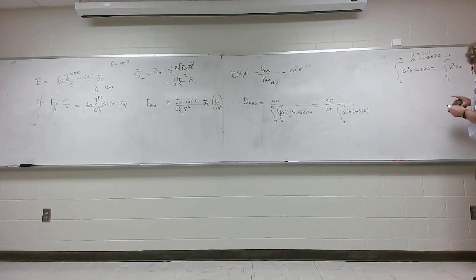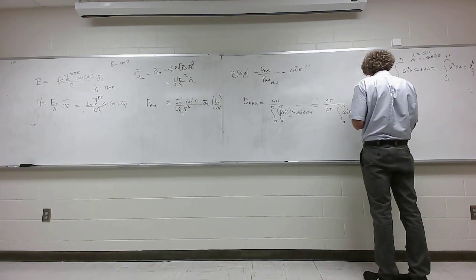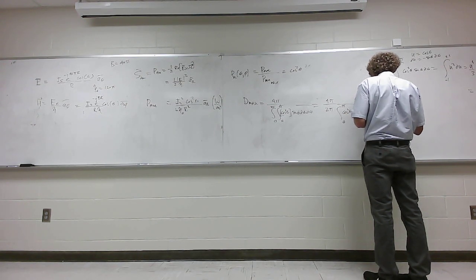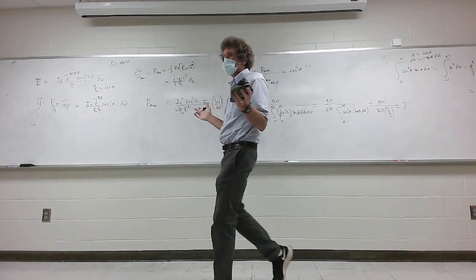So I'm going to do that. Make that minus, make that plus, get rid of this. And that's simply u cubed over 3 from -1 to 1, or 2/3. Isn't it, class? Do y'all agree with that? So if that's 2/3, this is 4 pi over 2 pi times 2/3, or simply 3. That's the maximum value. That's all it was meant to be.